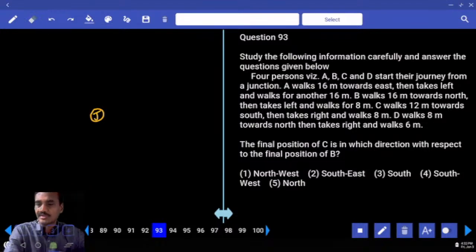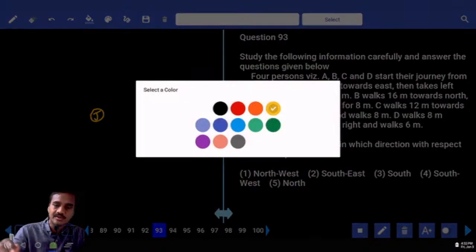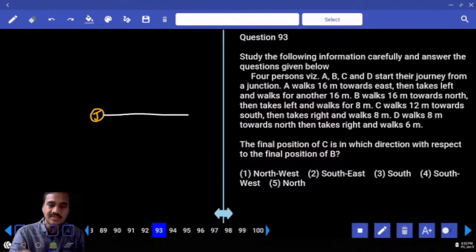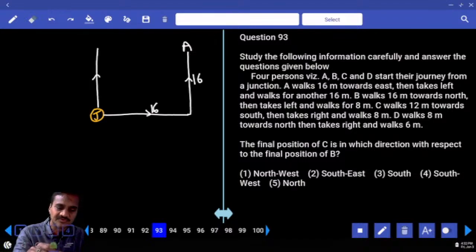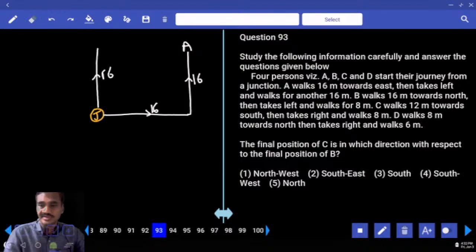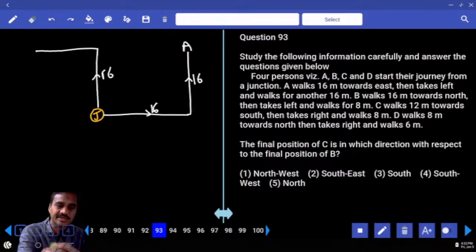Clear? From here, A walks 16 meters towards east, and then takes left and walks another 16 meters. Finally, this is the position of A. Similarly, B walks 16 meters north, the same distance as A. Then B takes a left turn and walks 8 more meters. And this is the final position of B.